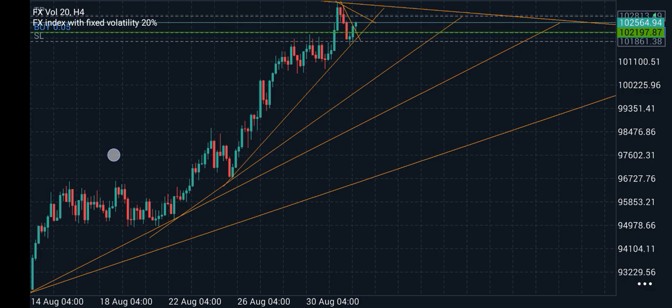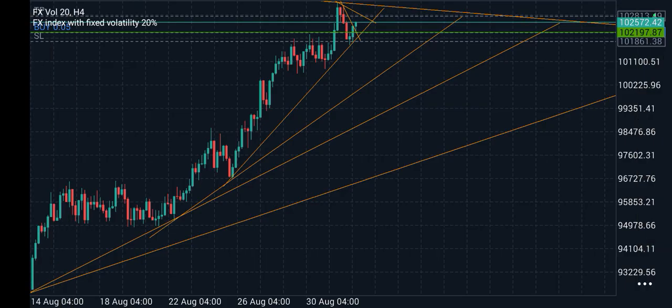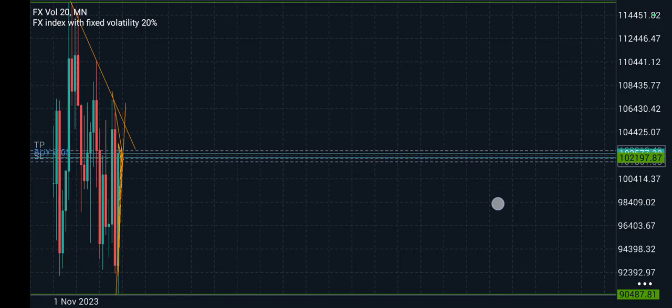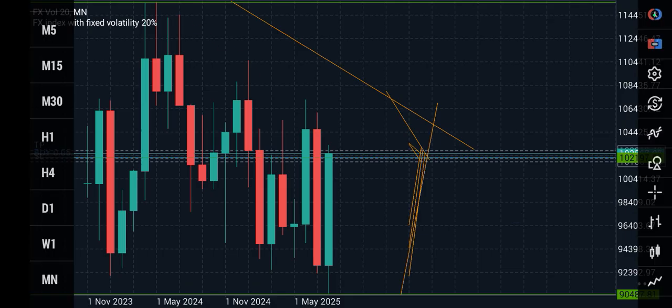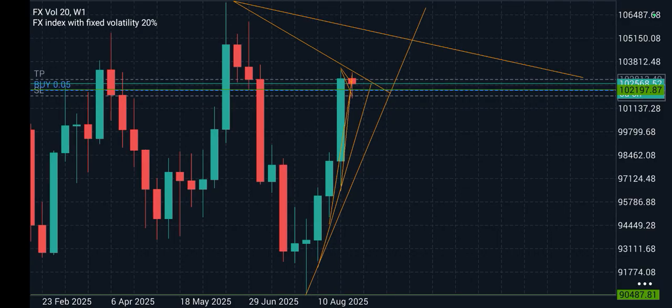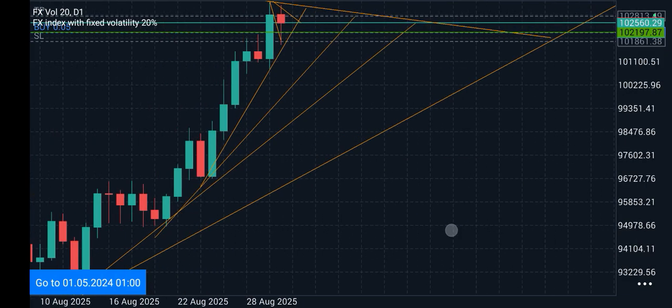Now we are talking about the daily, that is the D1. We are talking about the weekly, the W1. We are talking about the monthly, the MN. And this is what they mean here. See, this is the monthly. Each candle here took a month to form. On the W1, each candle took 1 week to form. Then on the daily, each candle took a whole day, 24 hours, to form. So now they are used to determine the overall market direction.